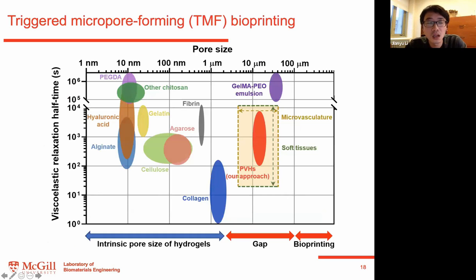So here is a brief summary of this work. We show that by introducing this phase separation behavior into the bioink, we can fill the gap in the field of bioprinting. So we can make this kind of porous viscoelastic matrix to have cell-sized pores and also a very wide range of tunable viscoelasticity, which is not possible using previous technology.